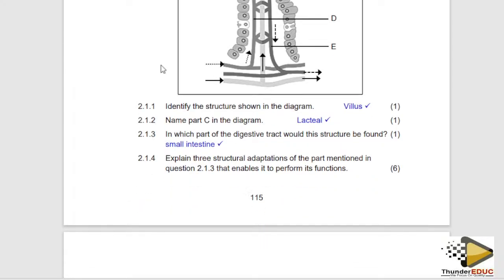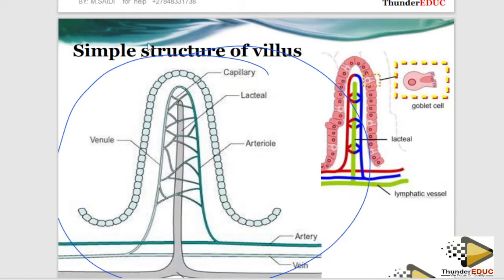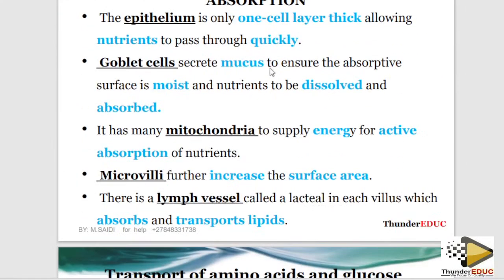My question I was looking for. Explain 3 structural adaptations mentioned in the... 6 marks. Mahala. 3 points, 6 marks. We give you a tick there, a tick here, a tick there. You see, 3 points, 6 marks. Mahala. Don't go to the paper without knowing.